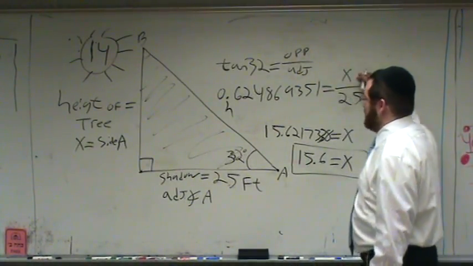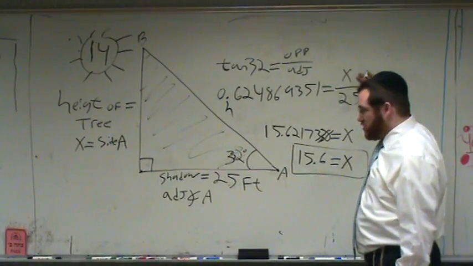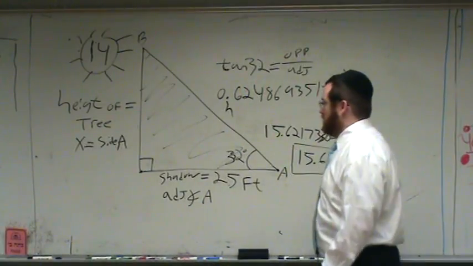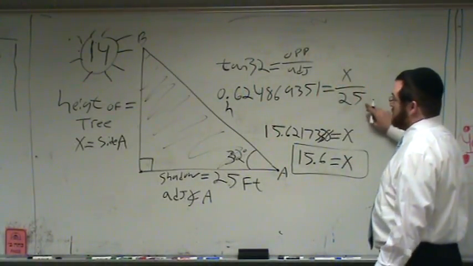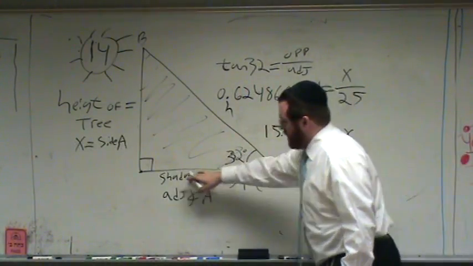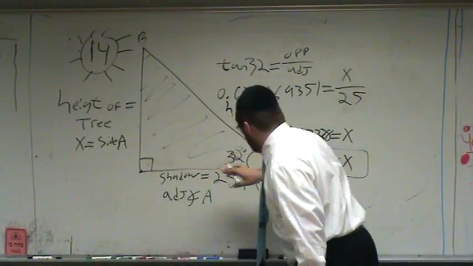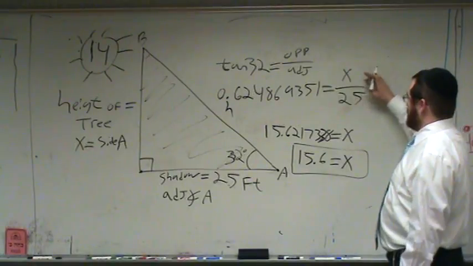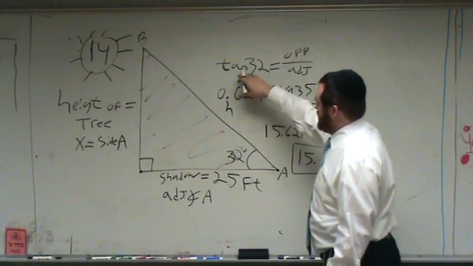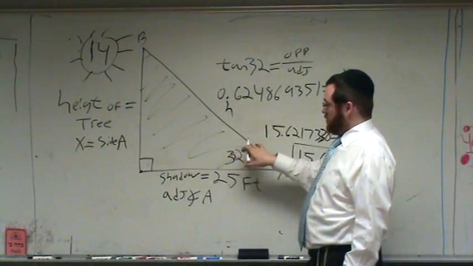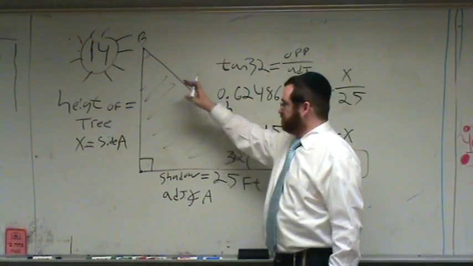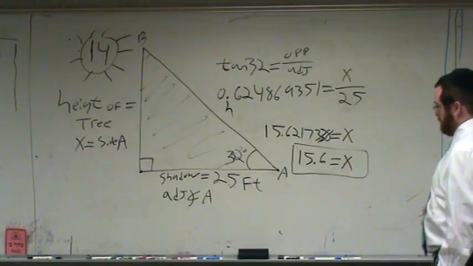So for opposite, we'll put in X, because that's the height of the tree. What's opposite angle A is the height of the tree. That's unknown. And the adjacent side is 25 feet. It's 25 feet from the tip of the tree to the end of the shadow. So it's opposite over adjacent is equal to the tangent of 32 degrees, because this 32 degree angle represents the shadow going up to the tree.